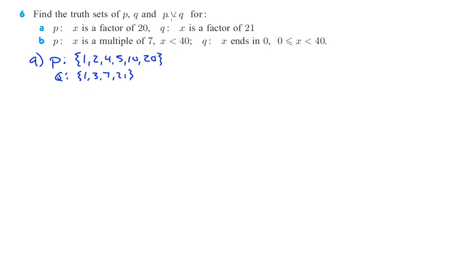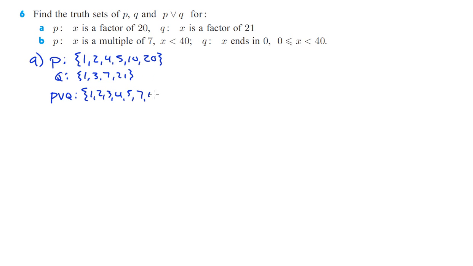And if we're doing P or Q, that's going to be everything together. So we'd combine both of these sets. So we'd have 1, 2, 3, 4, 5, 7.